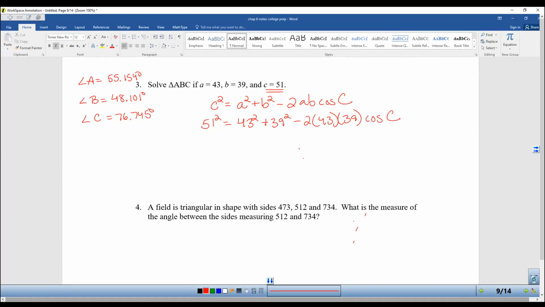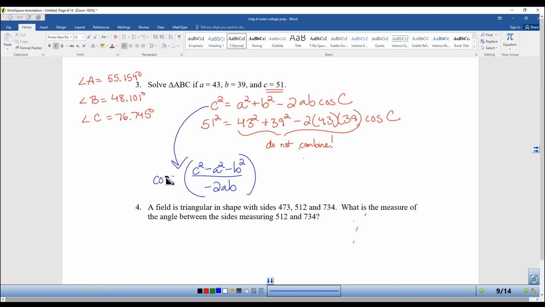So if you think you're going to make the mistake of combining these, do not combine. I have seen some kids rearrange this to be C squared minus A squared minus B squared all over negative 2AB, and then they do inverse cosine of that. And you are more than welcome to do that entire thing right like that. When you do, you will get 76.745 degrees.